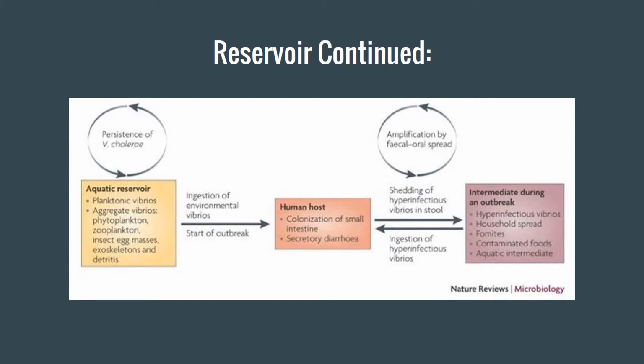On this slide, this image shows the process of Vibrio cholerae. It will begin in an aquatic reservoir. Ingestion of environmental vibrios will start the outbreak and will move to a human host. The human will experience the symptoms, and it then can be spread by fecal-oral spread by the stool, which can cause other ways of spread such as household spread, fomites, and contaminated foods, which will then be ingested into a human host.